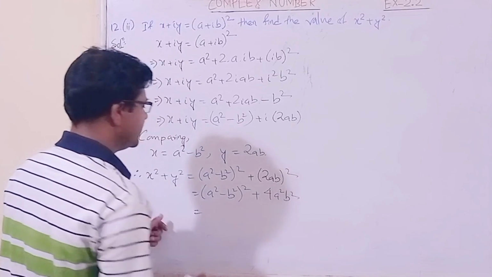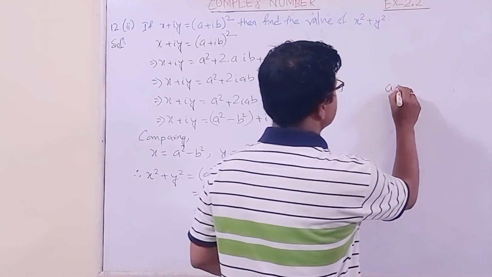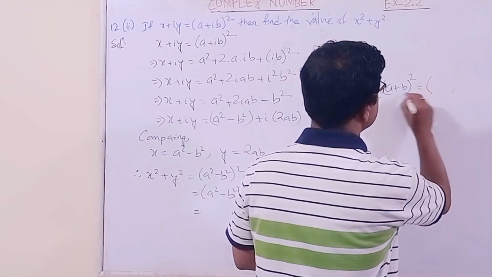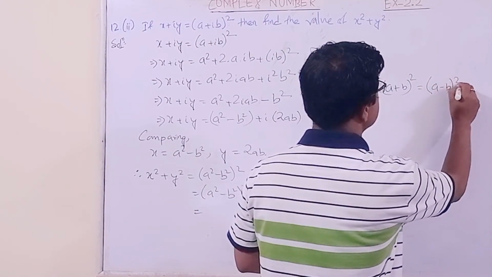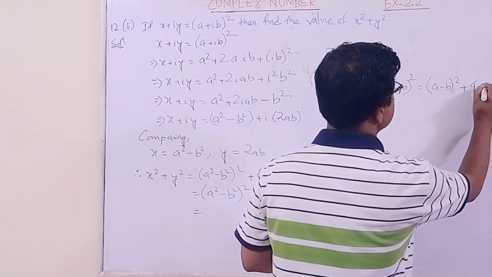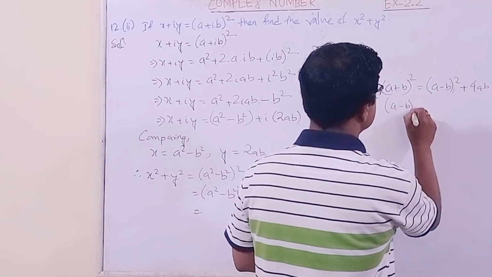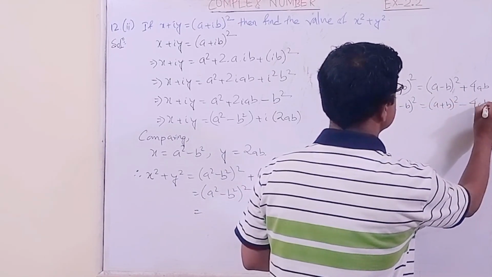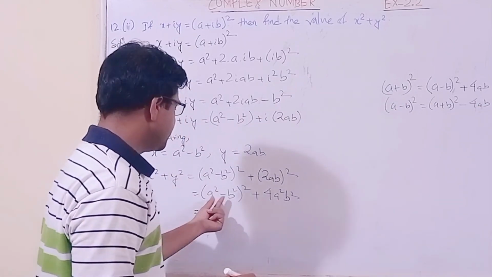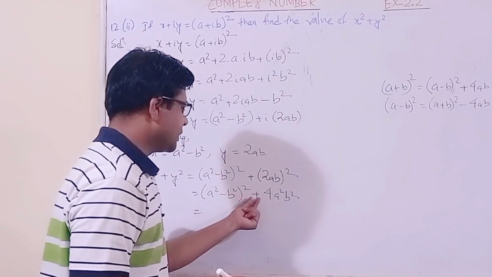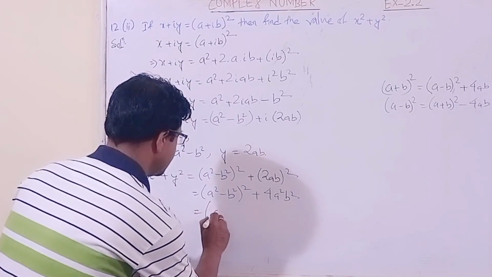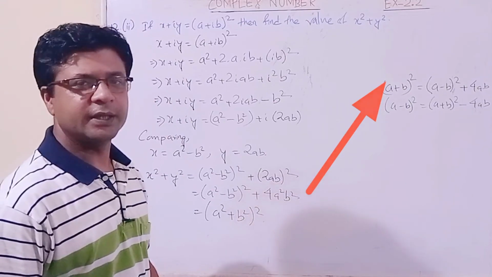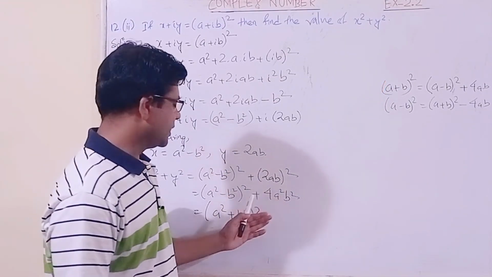Now you see, there is a formula like this, connecting a plus b whole square and a minus b whole square. a plus b whole square is a minus b whole square plus 4ab. Again, a minus b whole square equals a plus b whole square minus 4ab. So you consider a minus b whole square plus 4ab. So this is a plus b whole square. Is it okay? Thus we have finished exercise 2.2.